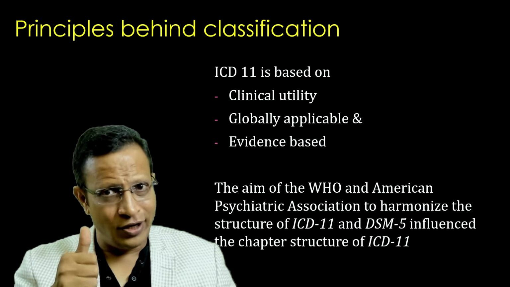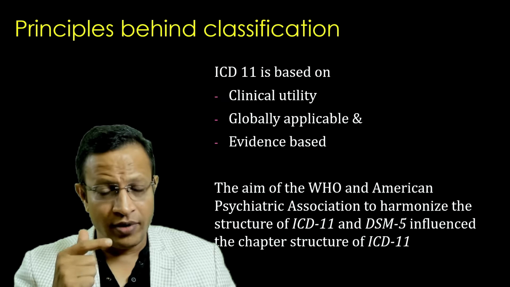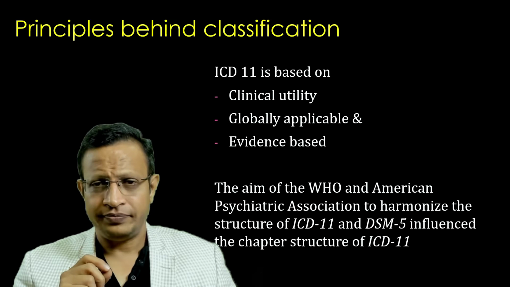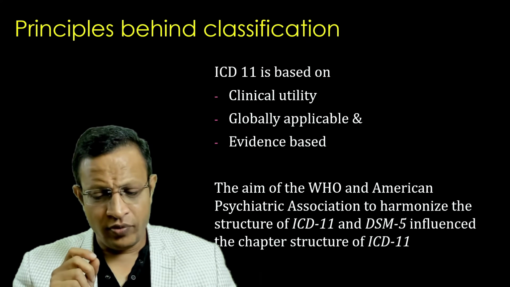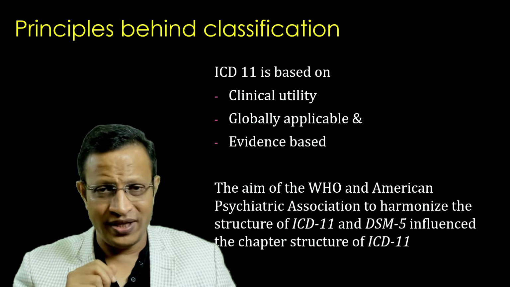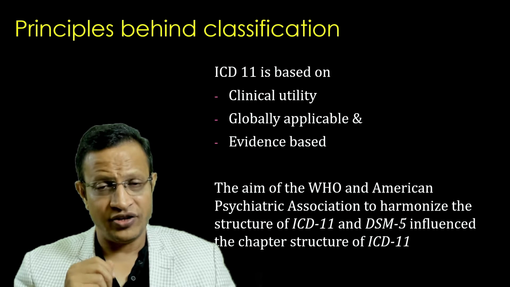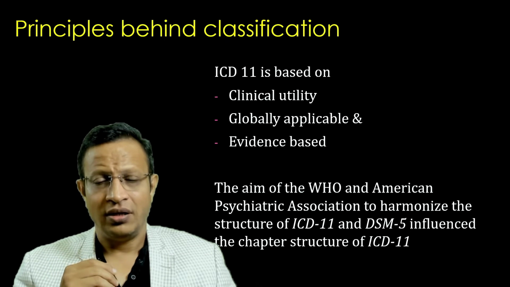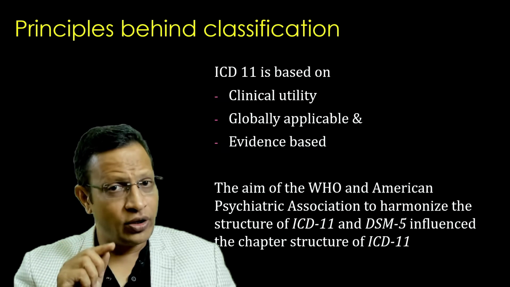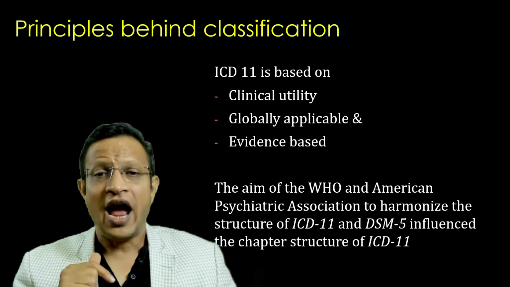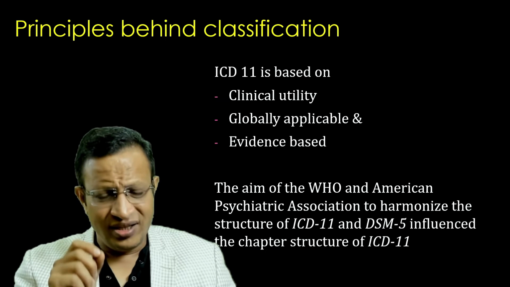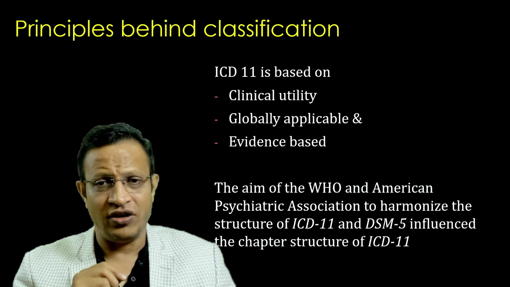ICD-11 is based on clinical utility, on being globally applicable, and on being evidence-based. That means when ICD-11 was planned for drafting by the WHO, they kept this very clearly in mind: across the globe, the clinical utility should be there. That means how a registered medical practitioner, a doctor, a psychiatric nurse, a psychiatric social worker, or a clinical psychologist is going to use it. It should be easy to use, easily applicable across the globe, and evidence-based. Those were the three main aims they kept for the classification of ICD-11.